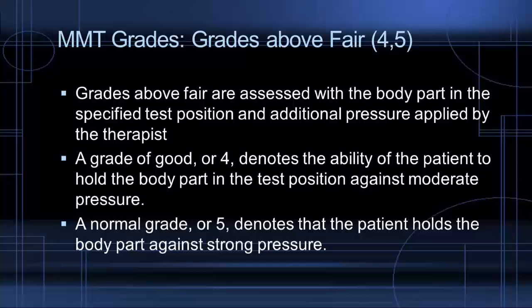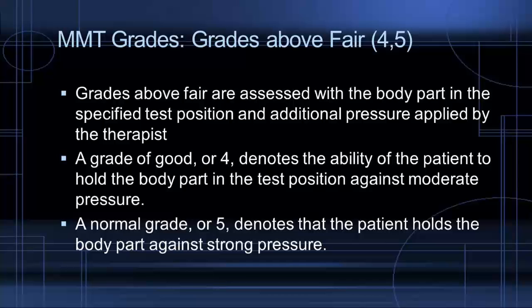The difference between a 4 and a 5 is, you say, well, moderate pressure, strong pressure, what do you mean by that? But a 5, you're putting pressure, they're meeting your pressure, they can hold the test position against, we'll test it in lab, but against strong pressure. Grade of 4, they can hold some pressure, but maybe not the most pressure you can put on it.